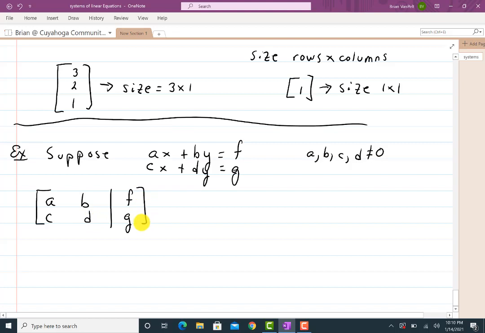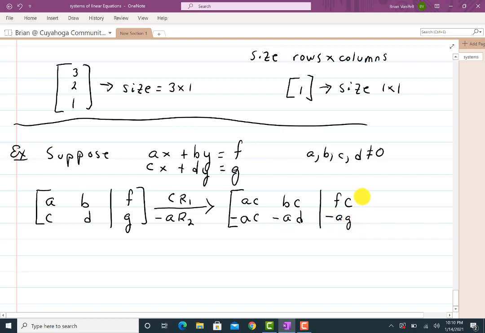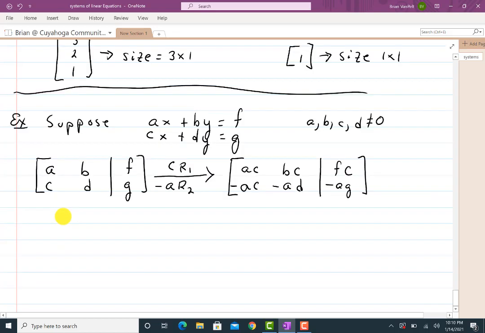Like so. Now, I don't know anything about A and C. I don't want to multiply by 1 over A. I don't want to play with fractions. I'm going to do just like I did before. So I'm going to multiply the first row by C and the second row by negative A. So the first row will be AC, BC, FC. And the second row will be negative AC, negative AD, negative AG. Now let's add row 1 to row 2.